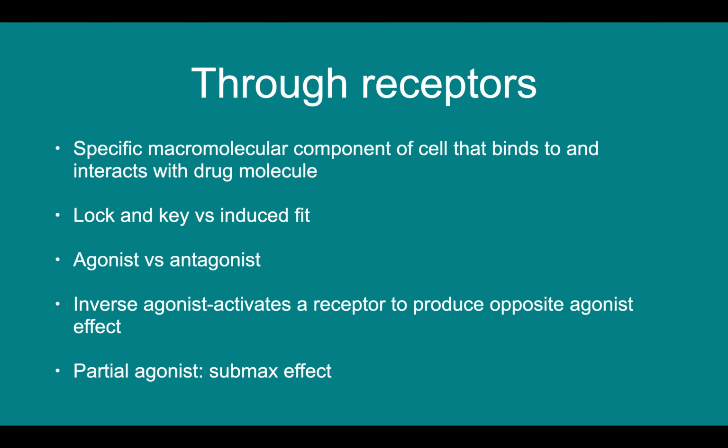Drugs work via a specific macromolecule component of the cell that binds to and interacts with the drug molecules. There are two theories, the lock and key versus the induced fit. There's the agonist that amplifies a reaction, and the antagonist, which stops the reaction. It doesn't necessarily work against the agonist by making the opposite effects. It's just stopping whatever the agonist effect is. The inverse agonist will activate a receptor and produce the opposite of the agonist effect. So that's the difference. Partial agonist, of course, just produces a submaximal effect.